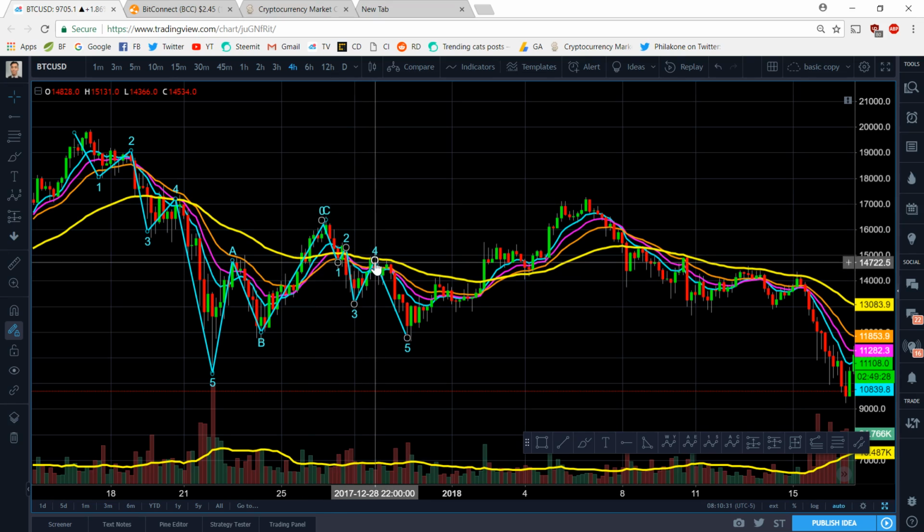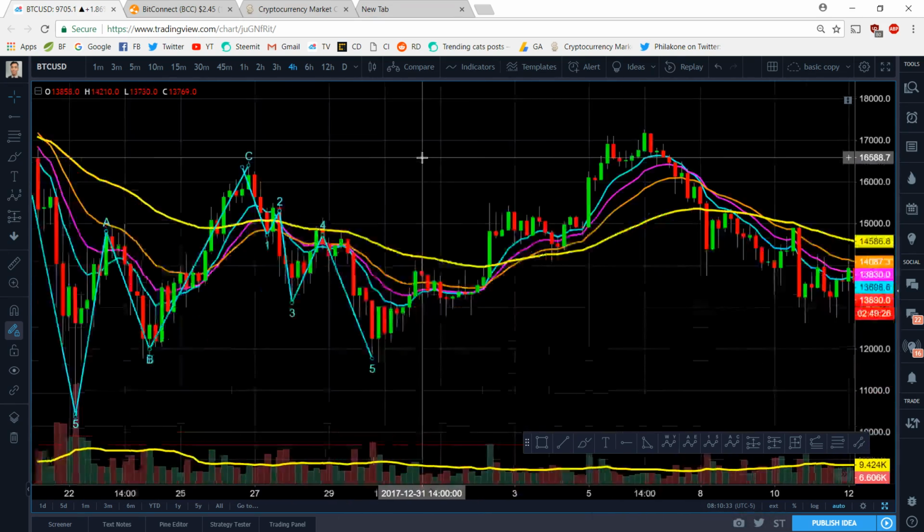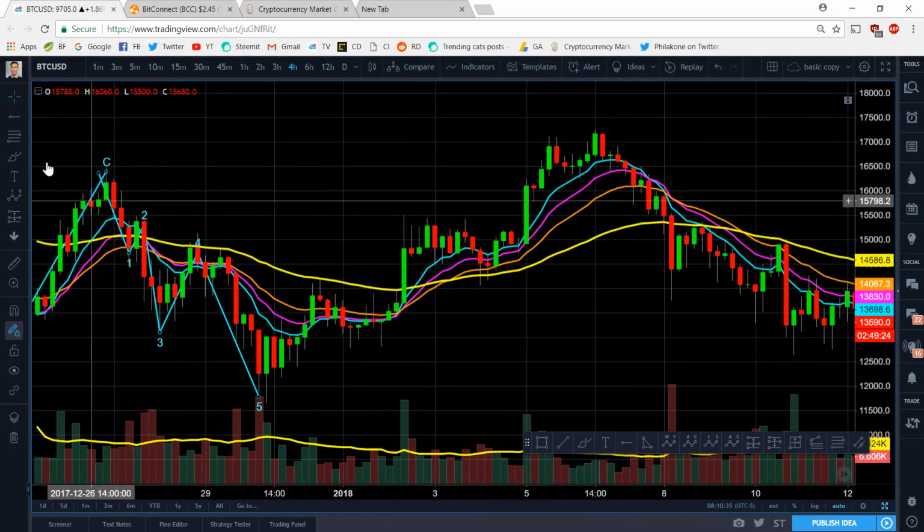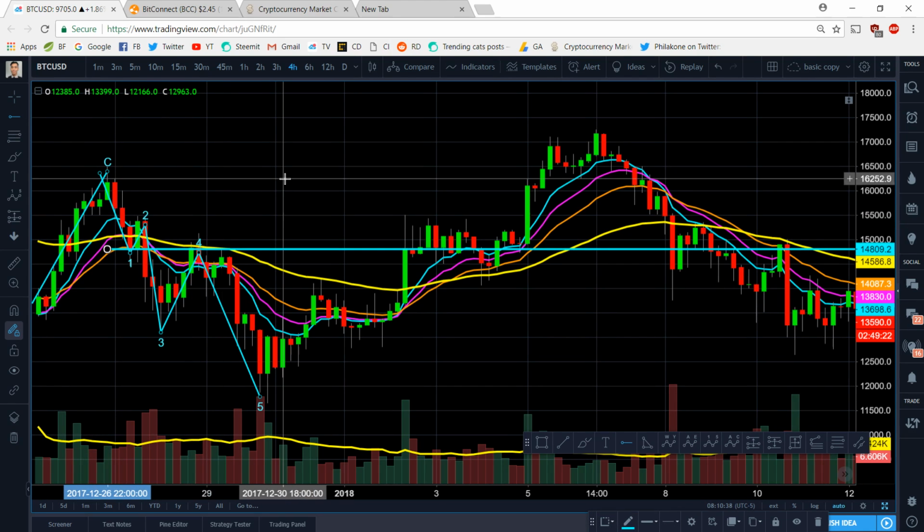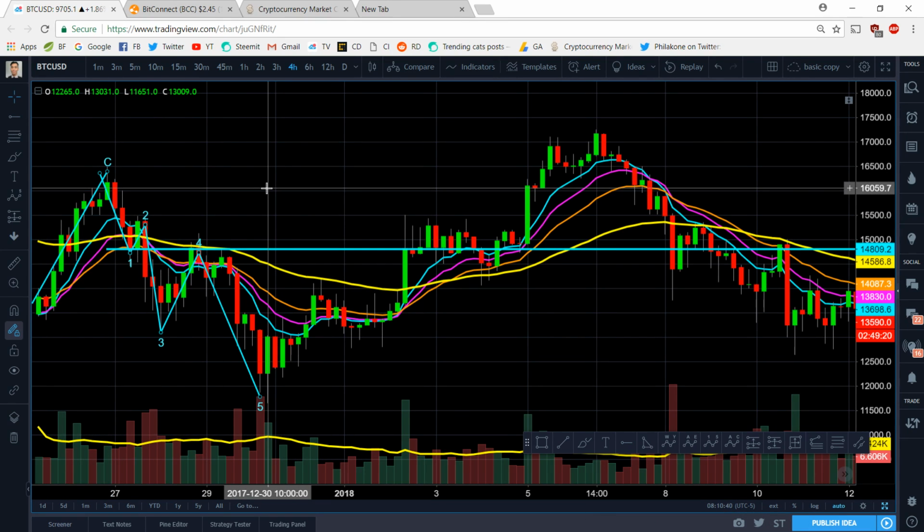So we see this wave 4 overlap just slightly by a wick right into the wave 1 territory. If we actually draw our resistance, it's exactly where it is right now.